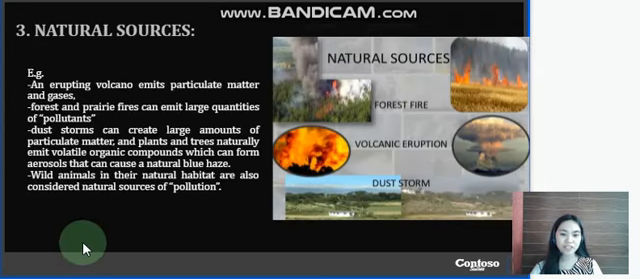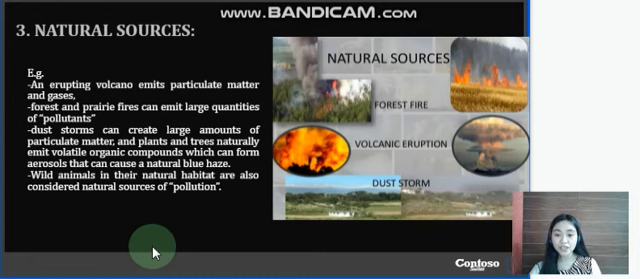Next, we have natural sources. For example, ito yung mga hindi natin napipigilan. So, unlike the other mentioned sources of air pollution, this is not caused by people or our activities. So, natural disasters can also cause air pollution. Kapag nag-e-erupt ang volcano, nag-e-eject sila ng volcanic ash and gases sa atmosphere natin.